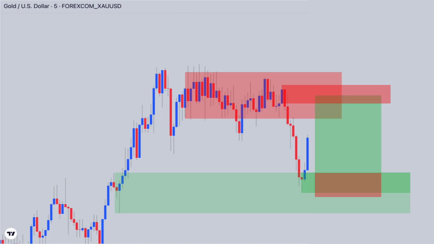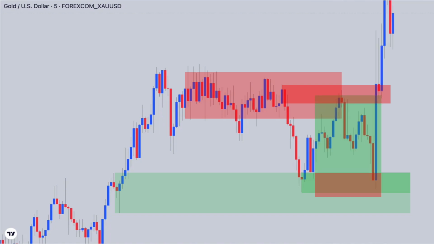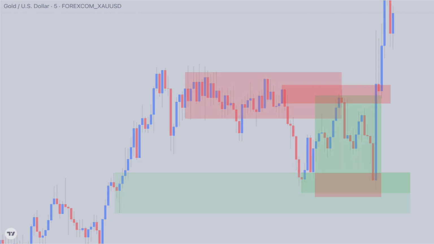This method we use for precise entries helps us optimize our risk-reward ratio, enabling us to achieve a 1-to-4 trade in this scenario.